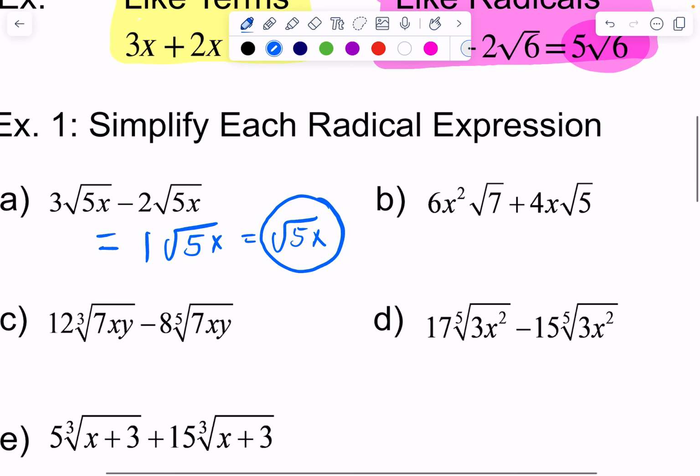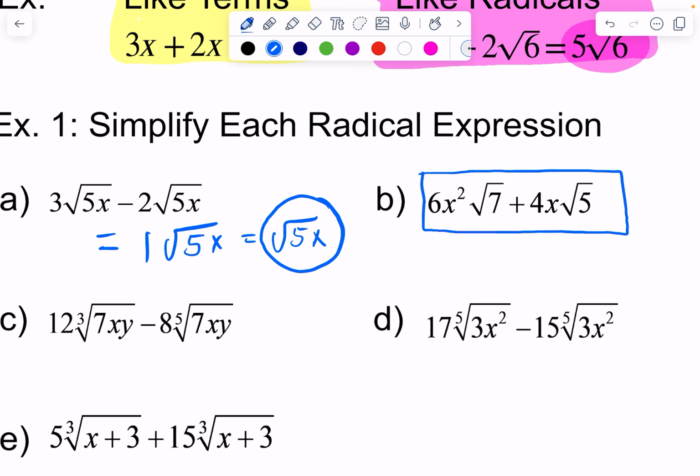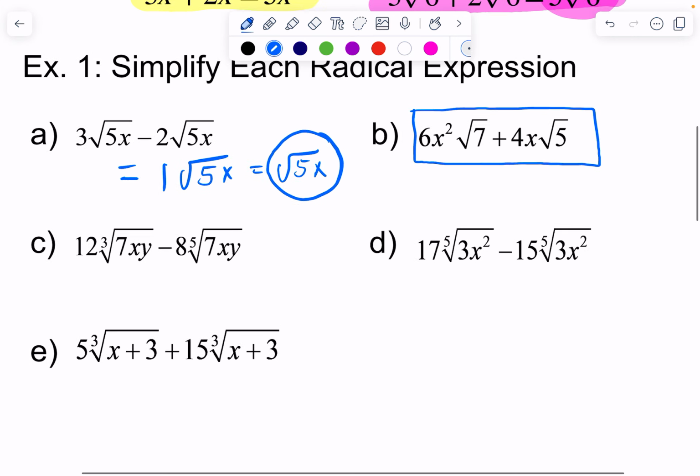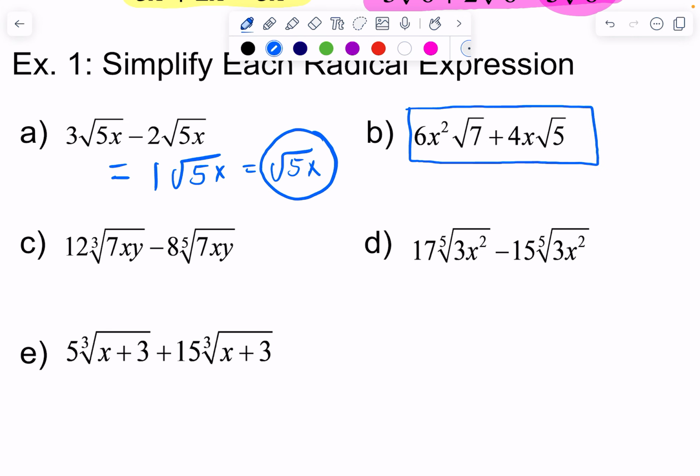6x squared square roots of 7 plus 4x square roots of 5. I can't do anything with that because they are not like radicals. 12 cube roots of 7xy plus minus 8 fifth roots of 7xy. Can't do anything with that either because they're not like radicals. Yes, they have the same radicand, but they do not have the same index. So they are not like radicals.